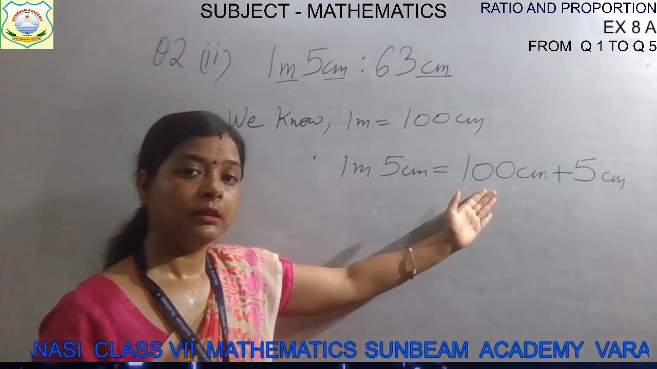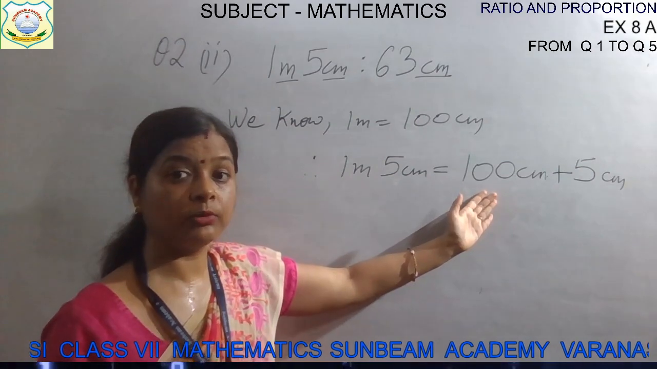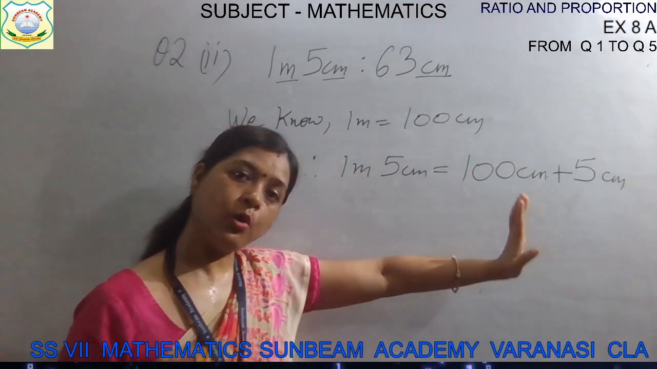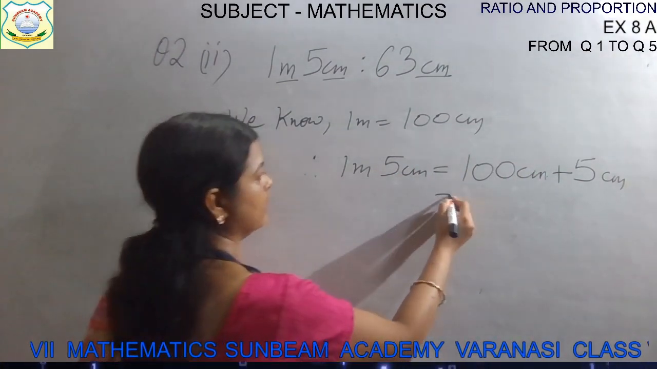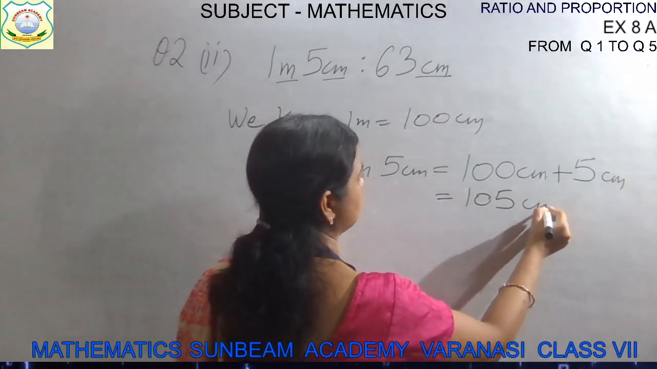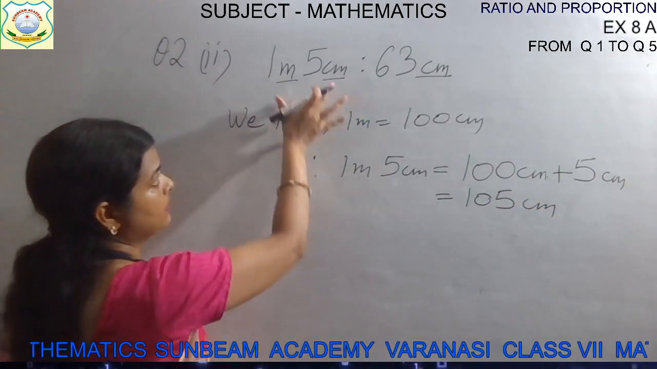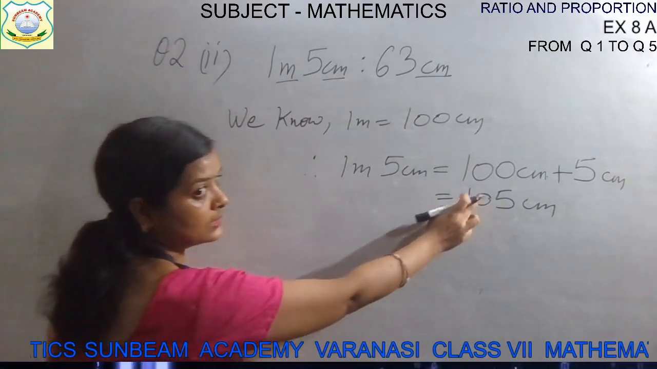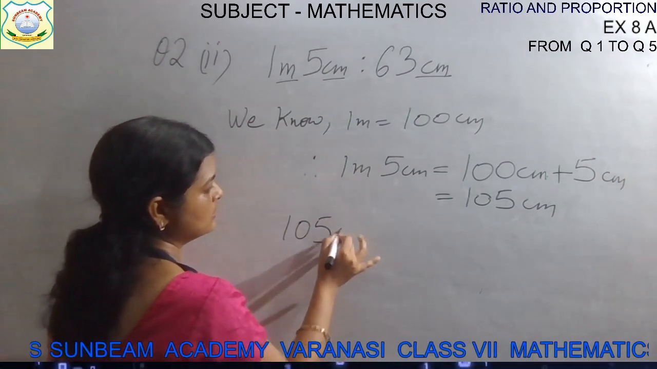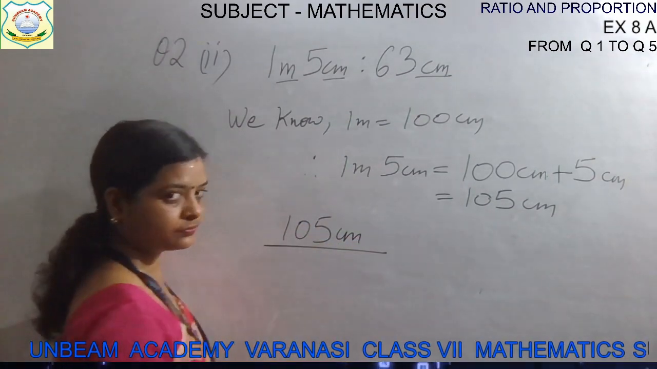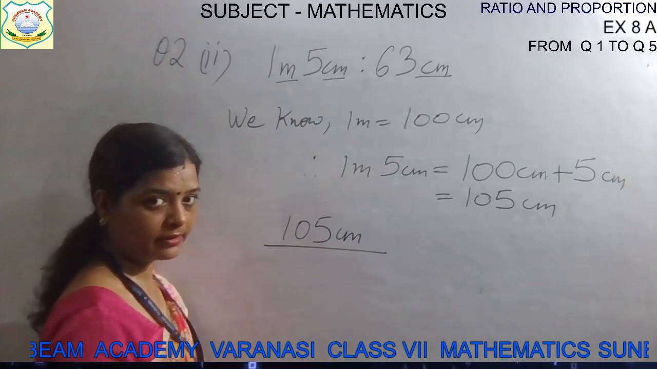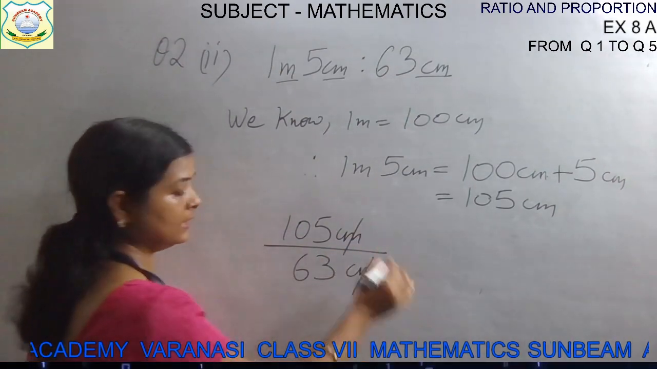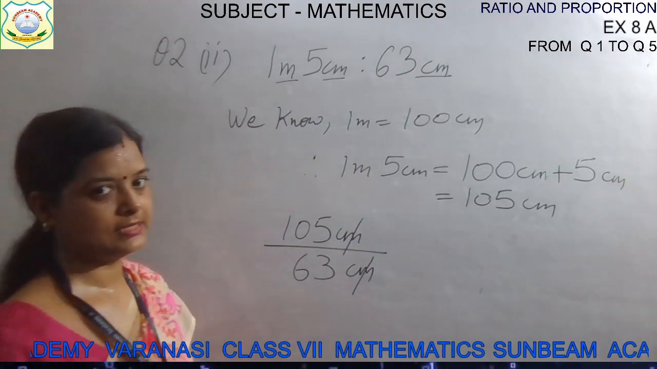So, in the centimeter form, you will write 100 centimeter. 1 meter is equal to 100 centimeter and 5 centimeter more. So, add it. Your answer will be 105 centimeter. Now, just write down. In place of this, we will write the centimeter value. So, 1 meter 5 centimeter can be written as 105 centimeter is to 63 centimeter. Now, you can see the same unit will get cancelled.